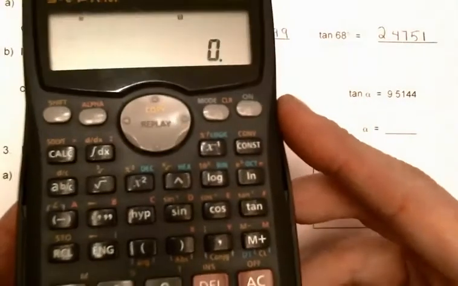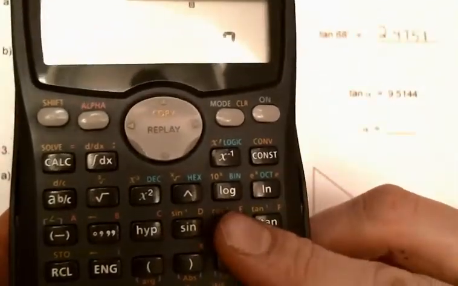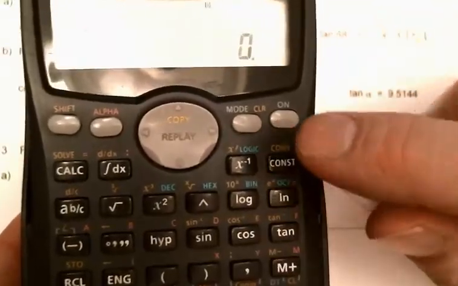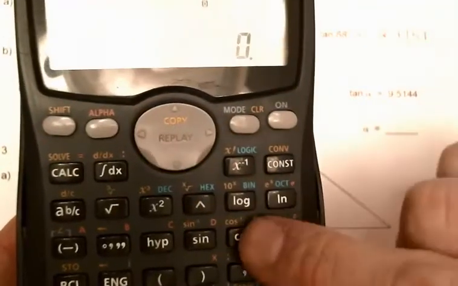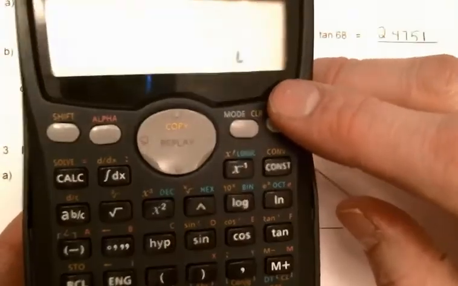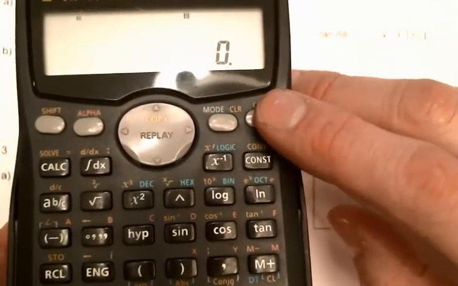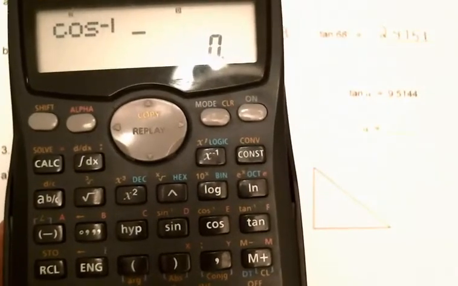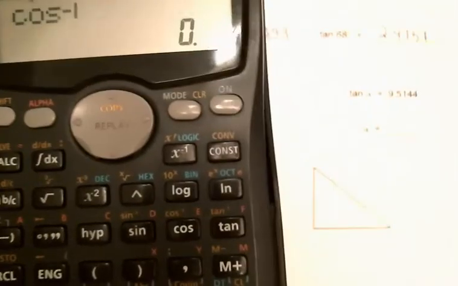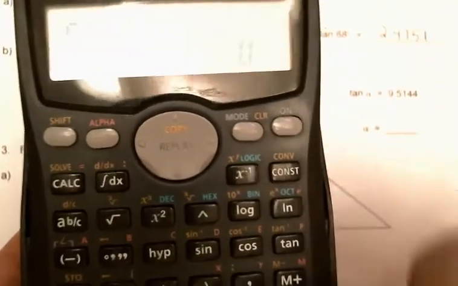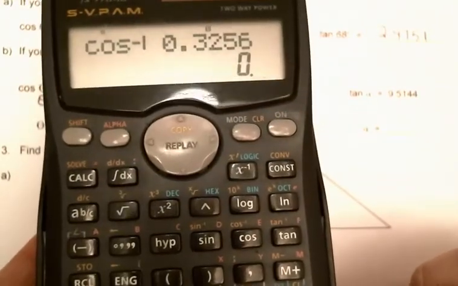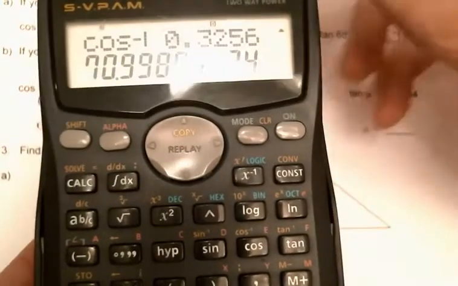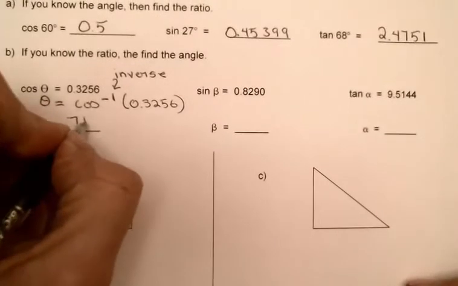To do that in your calculator, instead of hitting cos, you'll have to hit shift cos. Or maybe your calculator has second then cos. Watch how mine works, okay? So I'm going to go shift cos. You see how it brings it up, exponent minus 1? And then you put the number in, 0.3256. And it will take that, hit equal, 70.99 or 71 degrees. So the angle is 71 degrees.